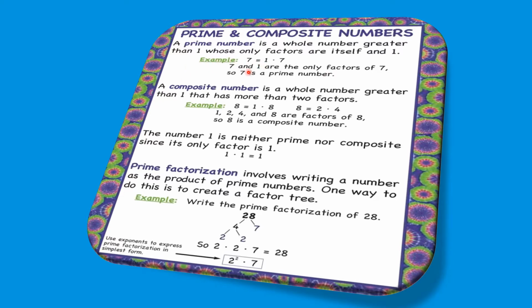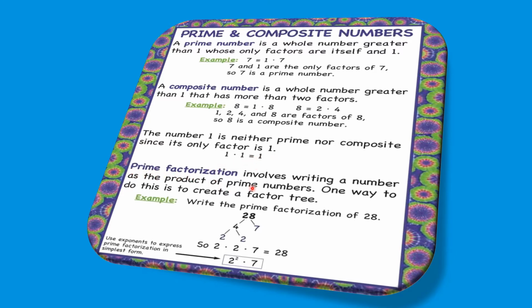Now obviously you have to know about composite numbers also, so that you can understand the difference between these two types of numbers. A composite number is a whole number greater than 1 that has more than 2 factors. For example, 8 is equal to 1 into 8, or else you can write 8 is equal to 2 into 4. So 1, 2, 4 and 8 are factors of 8. So 8 is a composite number. The number 1 is neither prime nor composite, since its only factor is 1. That is, 1 into 1 is equal to 1.